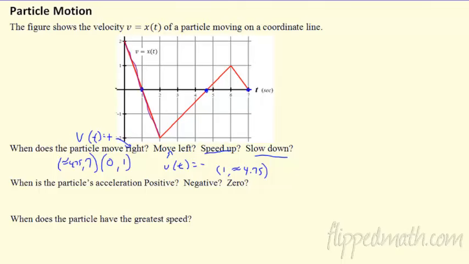So let me get a different color here. Let's do green. So from 0 to here, it is actually negative 2. Then what's the acceleration? It's the instantaneous rate of change of this. Since it's a straight line, it's just the rise over run here. So this is going up 1, 2, 3 over 1, 2, 3, 4.